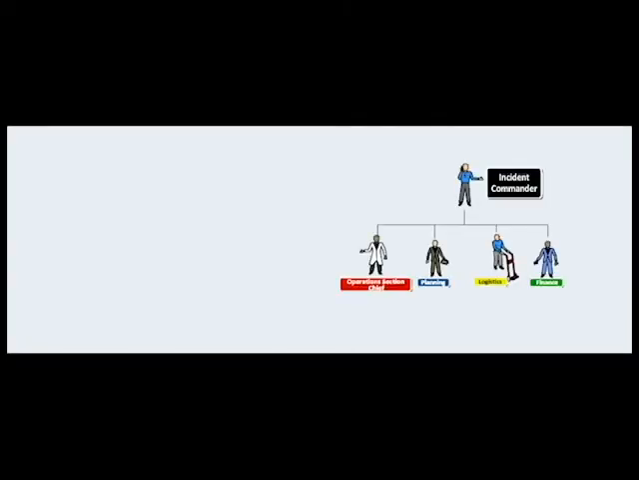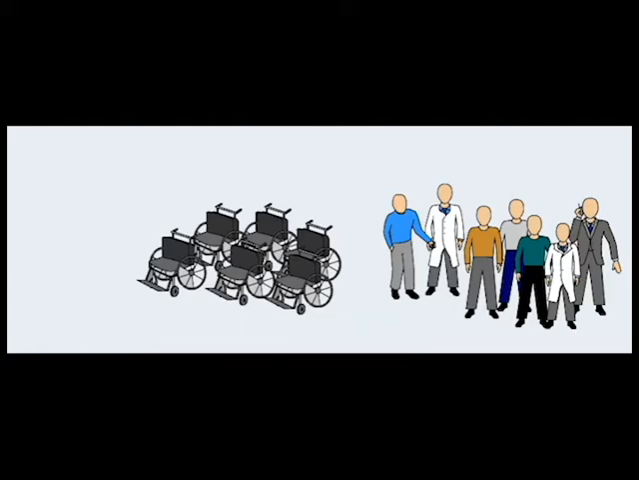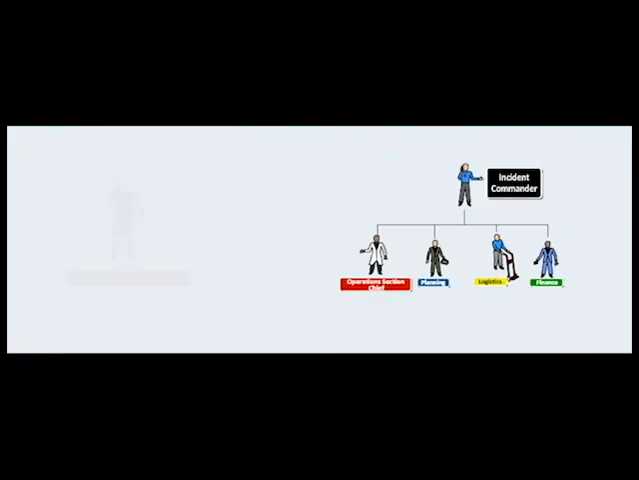ICS relies heavily on resource management. A truly resilient management team is always aware of resource demands and availability and shifts them fluidly as required. Each person or piece of equipment is considered a resource that should be positioned or staged in a designated location called a staging area to enhance efficiency. A good manager is required to lead this space. In HICS, a staging manager fills this function.